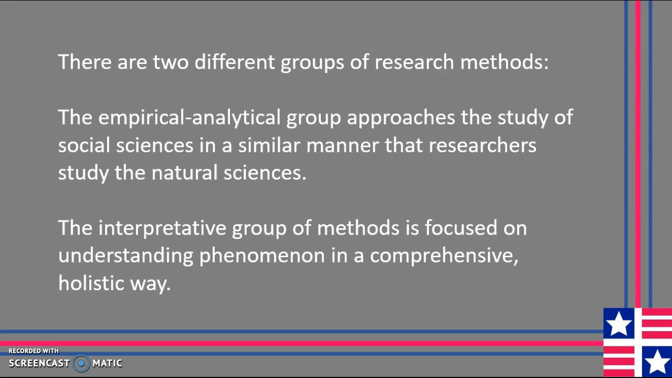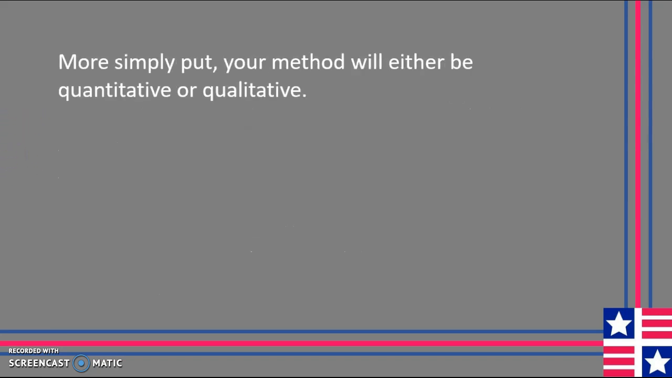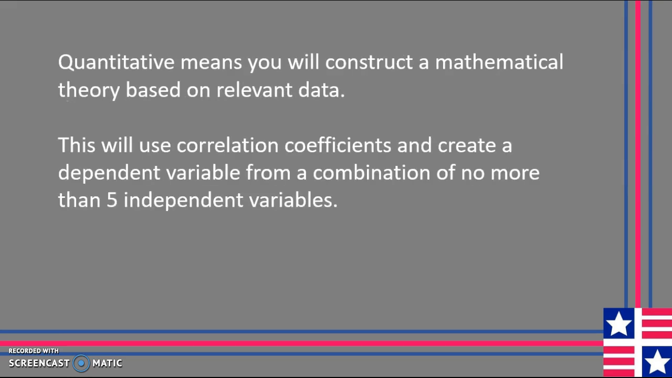The other group, the qualitative group, the interpretive group of methods, is focused on understanding the phenomena in a comprehensive, holistic way. More simply put, your method will either be quantitative or qualitative. Quantitative means you're going to construct a mathematical theory based on relevant data. This will use correlation coefficients and create a dependent variable from a combination of no more than 5 independent variables. This is how they plot and attempt to predict everything from who's going to go to war to who's going to win elections. It's, no kidding, a math problem.